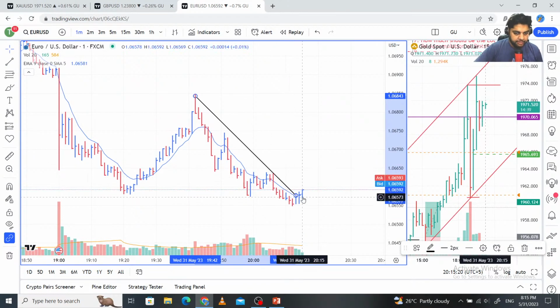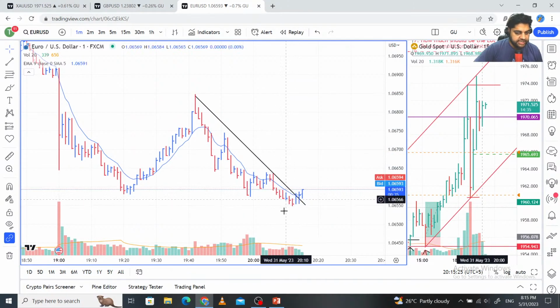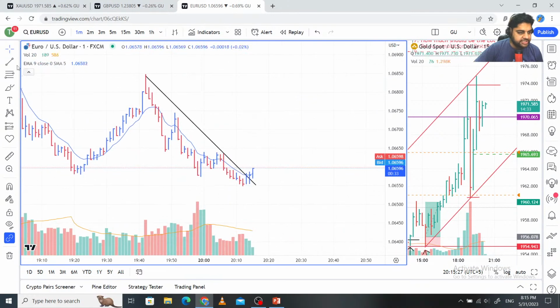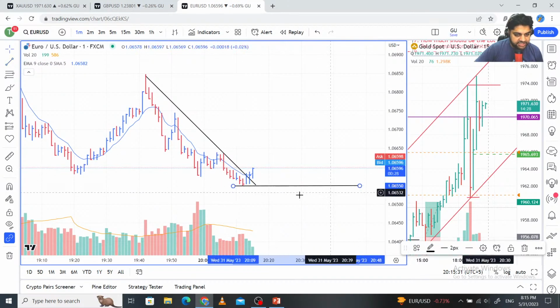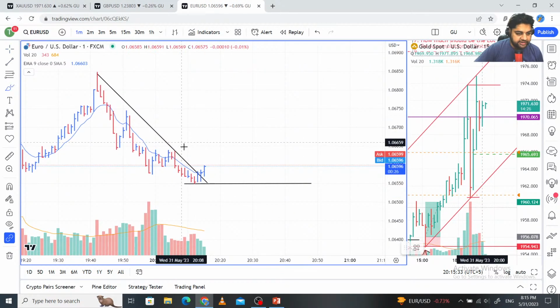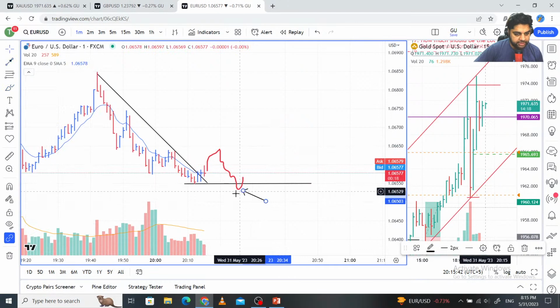Okay, but it seems that the market is trying to break this trend channel. If the market clearly breaks this trend channel, then I will be willing to buy over here if I see a spring. So I will wait for the market to go up a little bit and then come down slowly and take a spring over here, and only then I will be willing to make a buy trade over here.